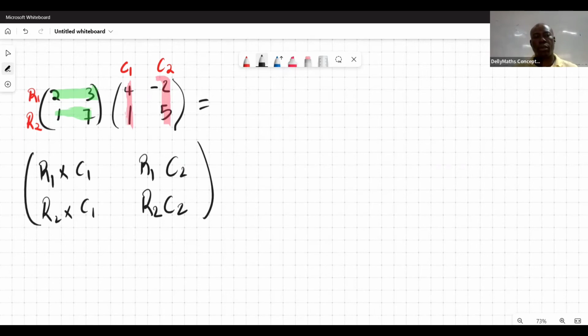So let us go. We're talking about 2 times 4 plus 3 times 1. So that is row 1 times column 1. Then row 1 times column 2 will be 2 times negative 2 plus 3 times 5. Now we're finished with row 1. Row 1 gave the responses for the top. Now row 2 will give the responses underneath.